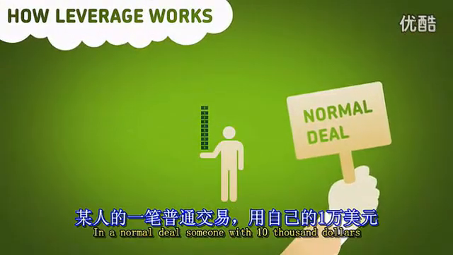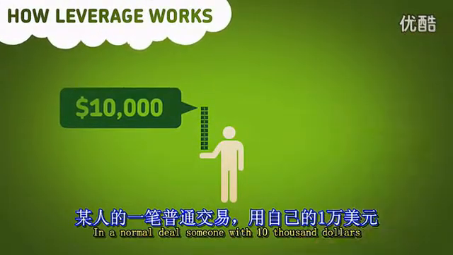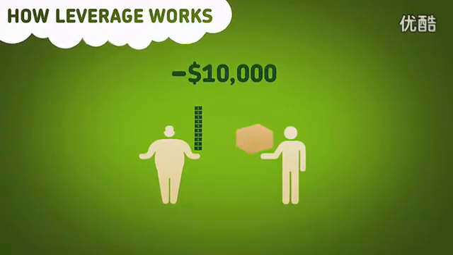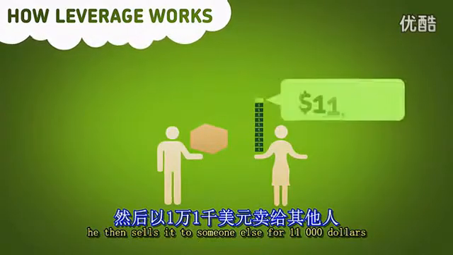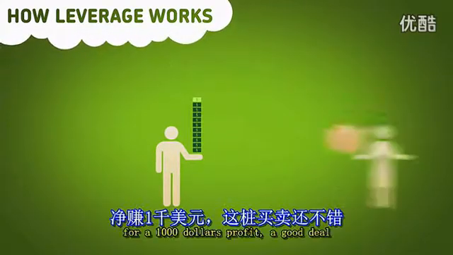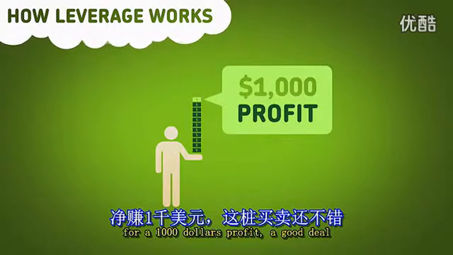Here's how it works. In a normal deal, someone with $10,000 buys a box for $10,000. He then sells it to someone else for $11,000, for a $1,000 profit, a good deal.